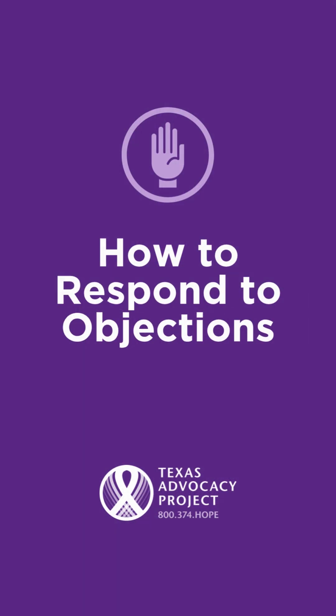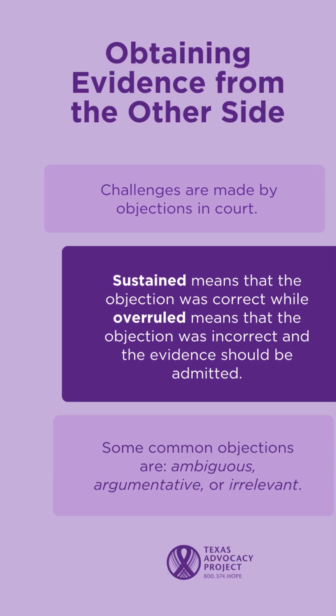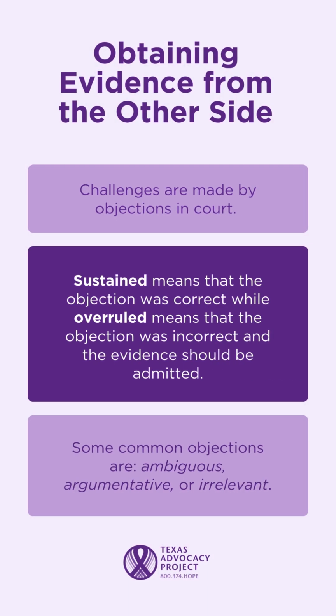An opposing party or their lawyer may challenge the evidence that you want admitted by making objections in court. The judge will respond either by sustaining the objection or overruling the objection. Sustained means that the objection was correct and the evidence should be excluded. Overruling the objection means that the evidence will be admitted to the court. If the judge overrules an objection made by the other side, you may continue discussing your evidence.